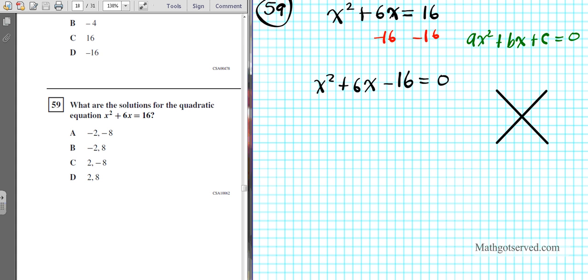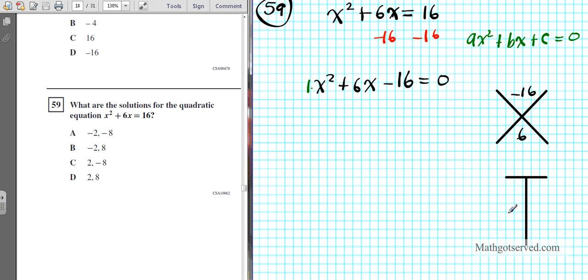So a is 1 here because there's no number in front of the x squared, so put a 1 here. So AC is going to be negative 16, and b is going to be 6. So what two numbers multiply to give you negative 16 and add to give you 6? Okay, let's write our pairs that yield 16 and see which combination adds to give you 6.